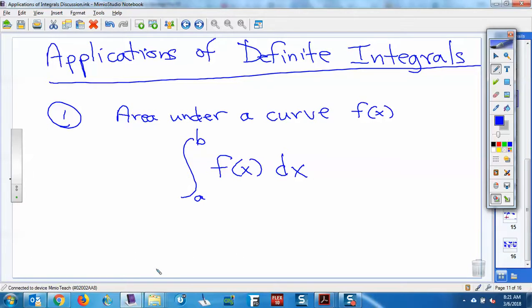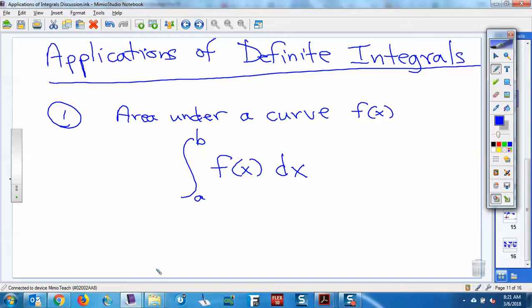Okay, so let's talk about applications. That's what chapter 7 is really going to be about. We're going to get into some more applications, but we already know some applications of definite integrals. So we're going to go through about 4 of them here, fairly quickly. We're going to use this packet to do them.